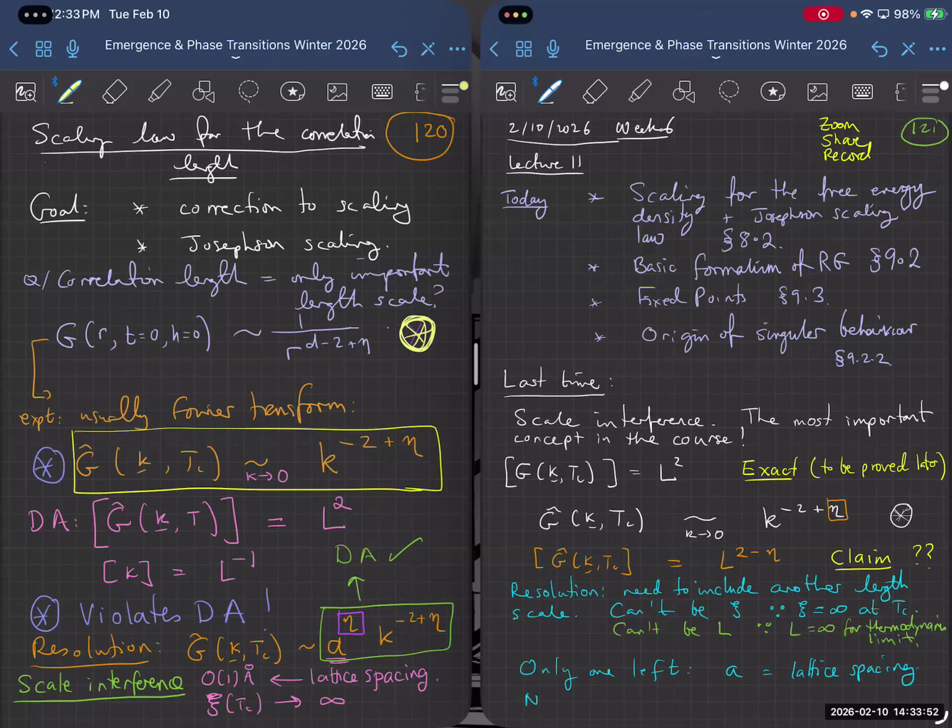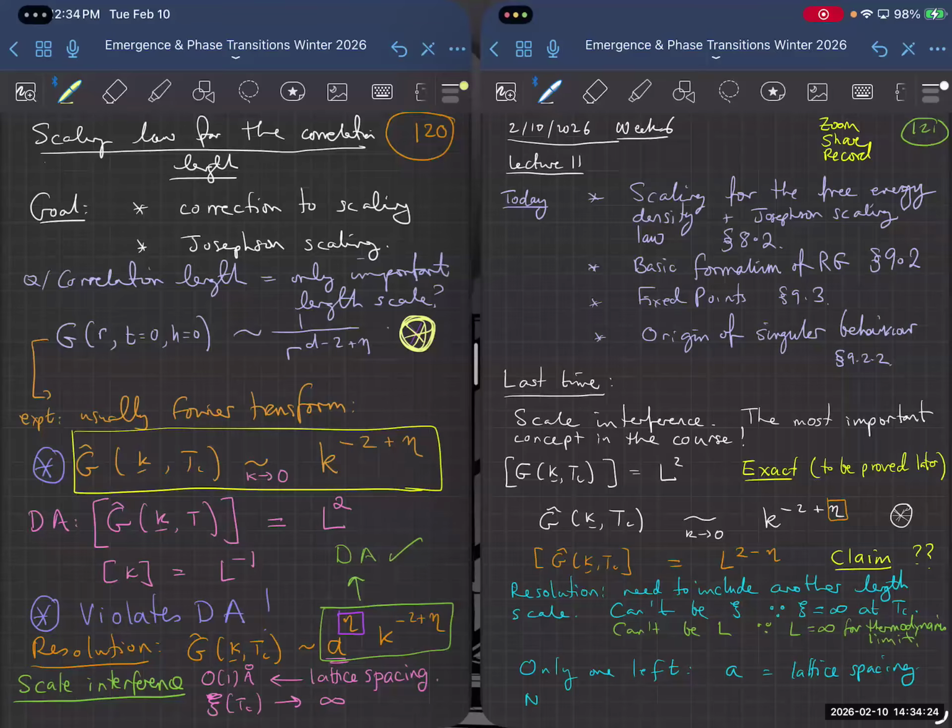What we're learning from this is that if I took the dimensions of that, the dimensions of k are inverse length, it's just the Fourier transform. So that says that the dimensions of the two-point correlation function at Tc is length to the power 2 minus eta, and not length squared. How's that possible? We violated dimensional analysis. Sometimes people say that at critical points dimensional analysis gets violated; this is what they mean. Now let's talk about how we resolve this problem.